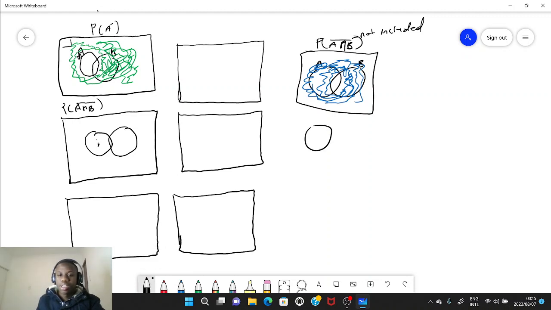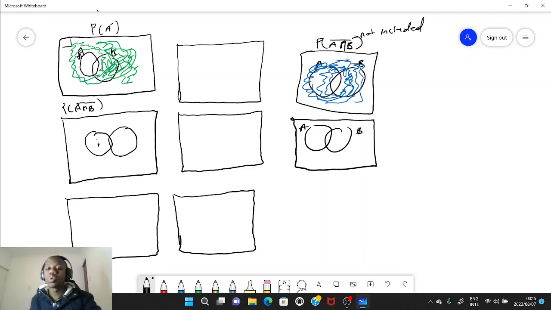So the other one, here we have A, we have B. Let's just draw it. And I want you to know that whenever you draw this, just use a ruler and a compass for you to be able to draw it. Alright, so in this case, we still have A and B, and now we are asked to determine the probability of not A or B. So what if they say not A or B?